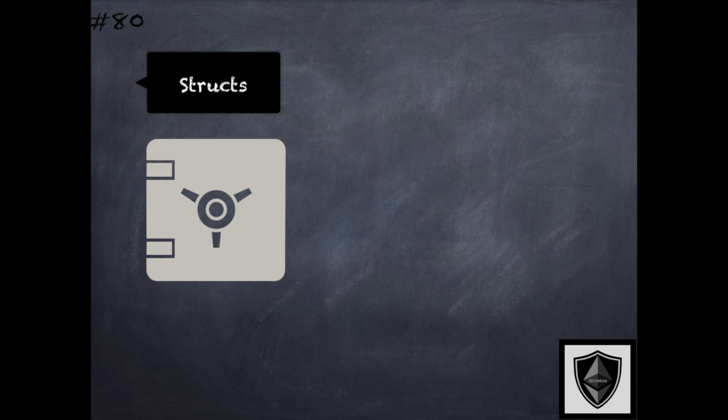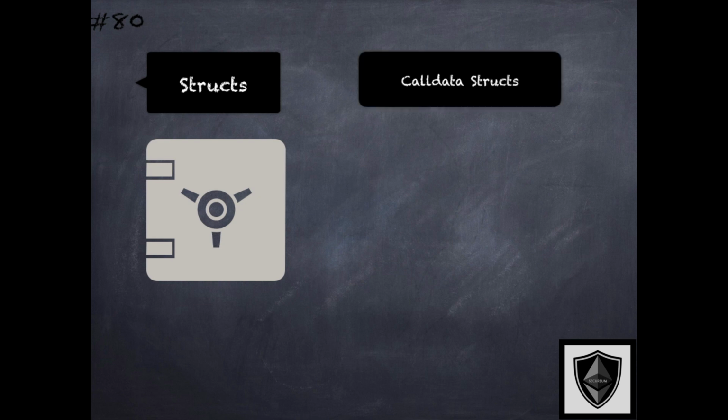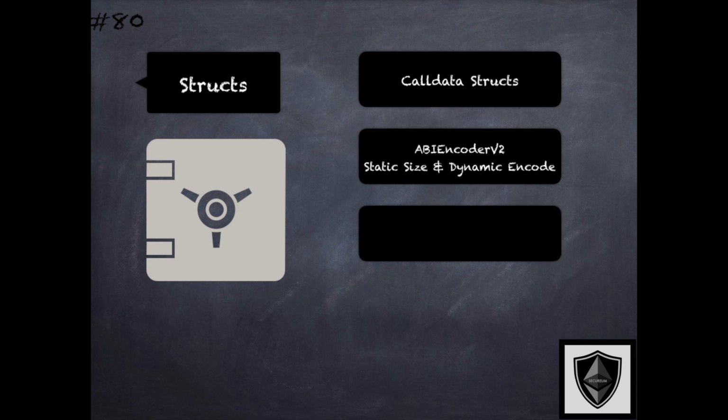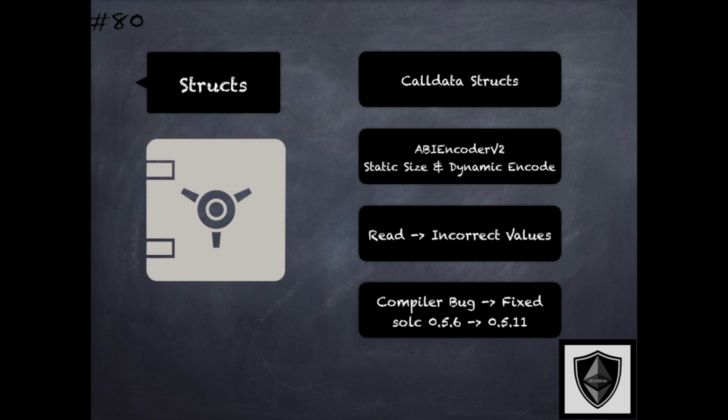Another compiler bug was related to the structs type, specifically the call data structs. Reading from call data structs that contained dynamically encoded but statically sized members could result in incorrect values being read. And this again was limited to the compiler versions shown here.